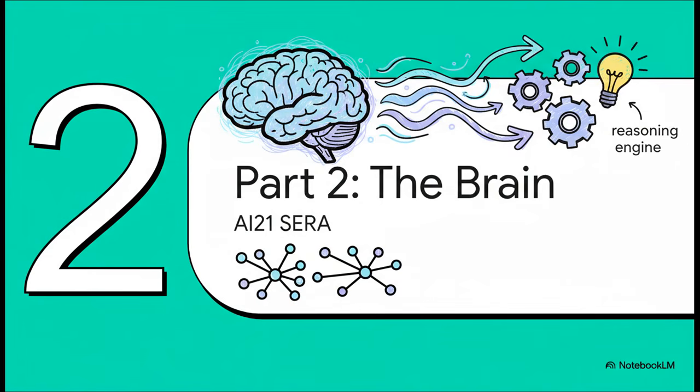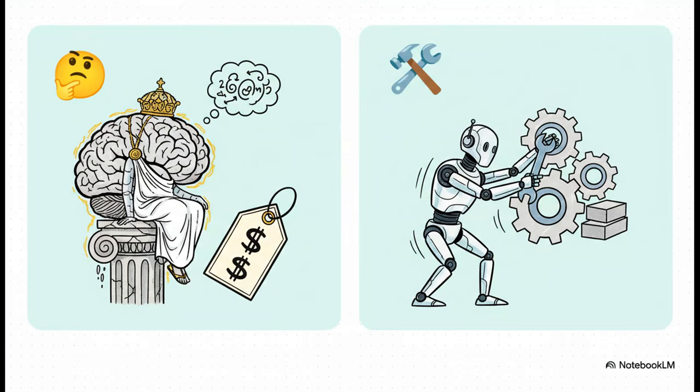Okay, with the eyes in place, it's time to build the brain. This is the reasoning engine, and for that, we're going to use a specialized model from AI21 Labs called SERA. Now look, I could tell you to go grab some massive trillion-parameter model, but unless you've got a spare $40,000 for a server, you can't actually host it. Those giant models, they're generalist philosophers. For real work, you don't need a philosopher, you need a surgical worker.